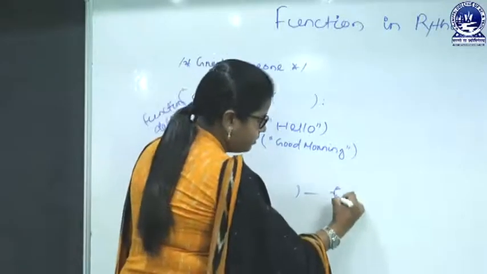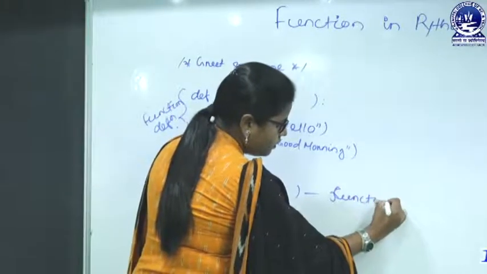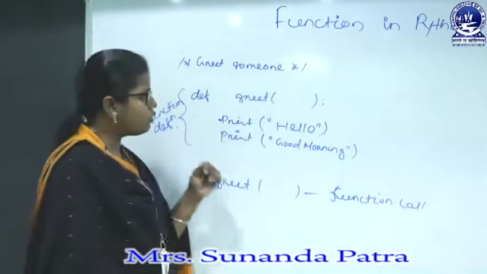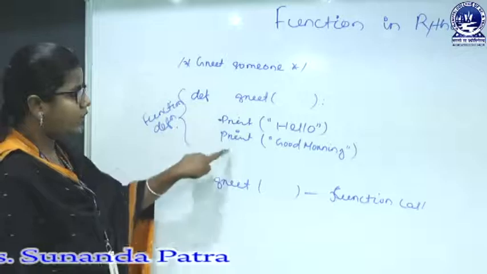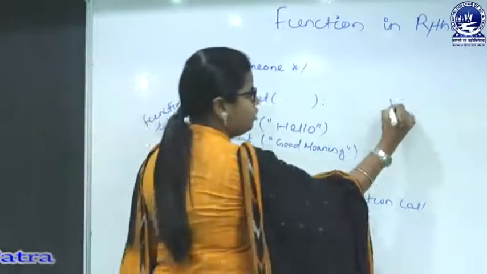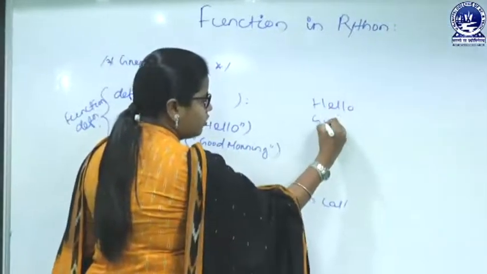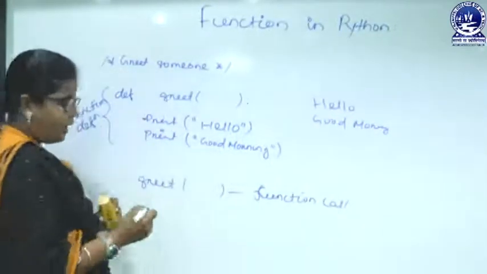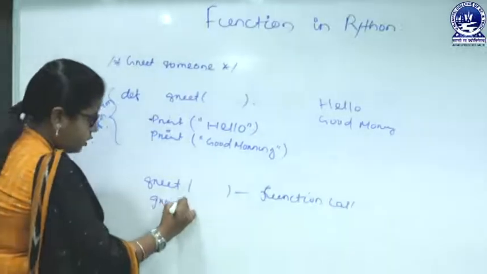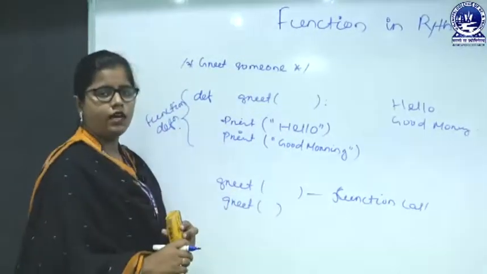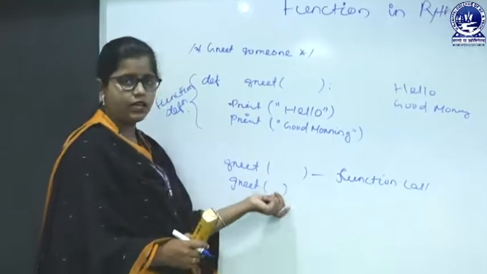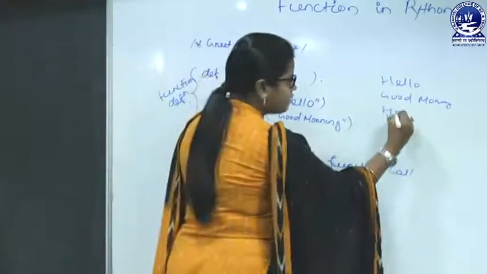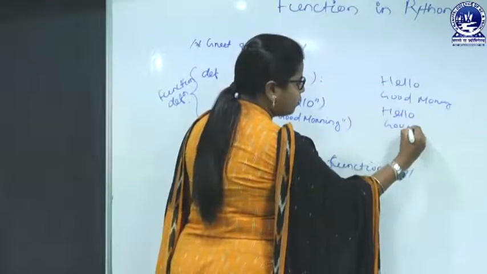So, this is the function call. When we call this function, the execution will go to here and it will print hello, good morning. If I call that greet function again, it will go to here and again it will show me hello, good morning.